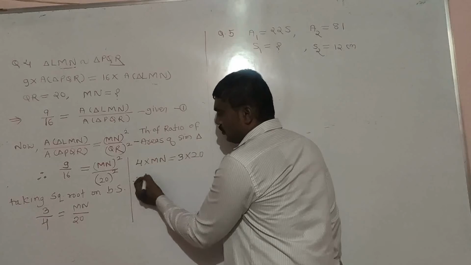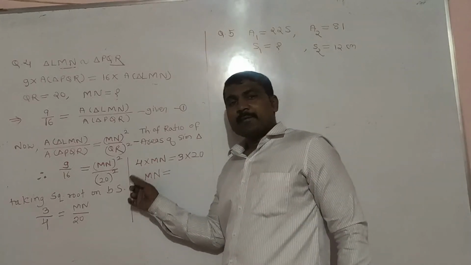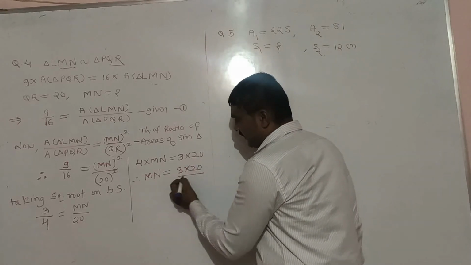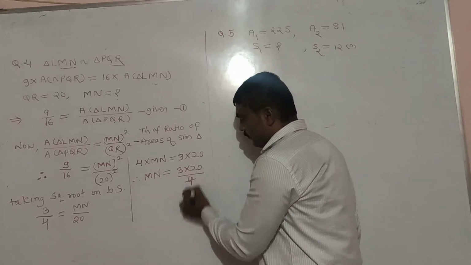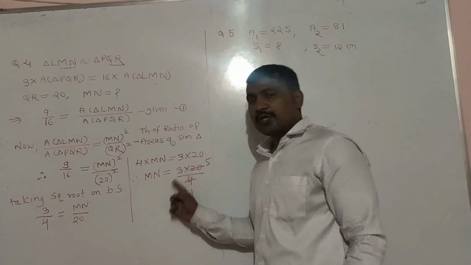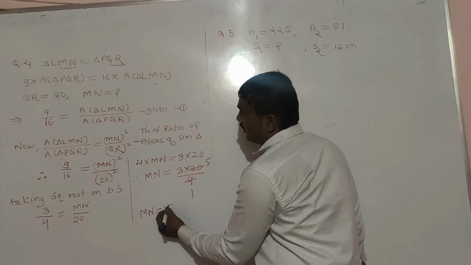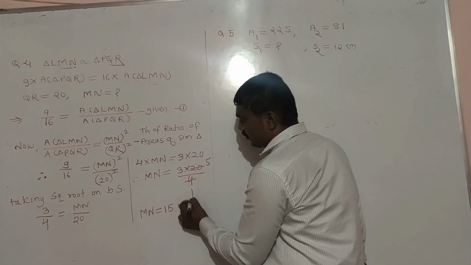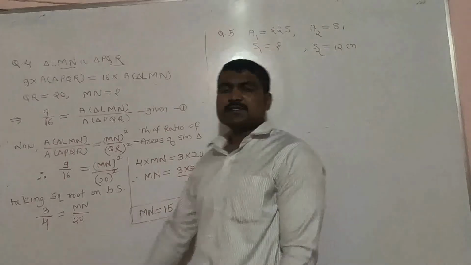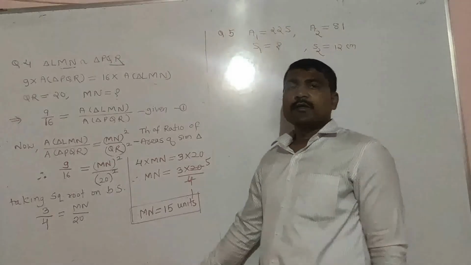Understood? So MEN equal to, 4 is multiplied so it becomes divide here. So you can write 3 multiplied by 20 upon 4. 4 1s are 4, 4 3s are 12... 5 1s are 5, 5 3s are 15. So we can write MEN equal to 15. Unit is not given, so write your answer in units. So this is your answer. Very simple. Understood? So question number 4 is completed.